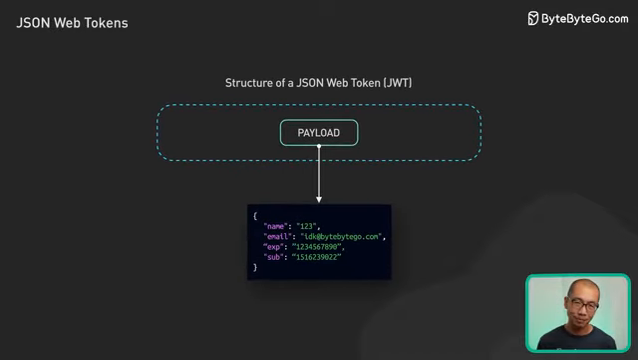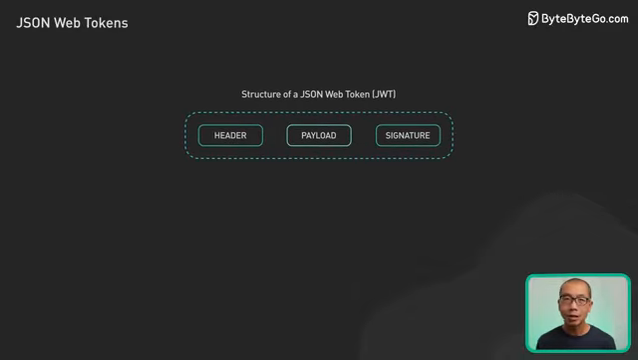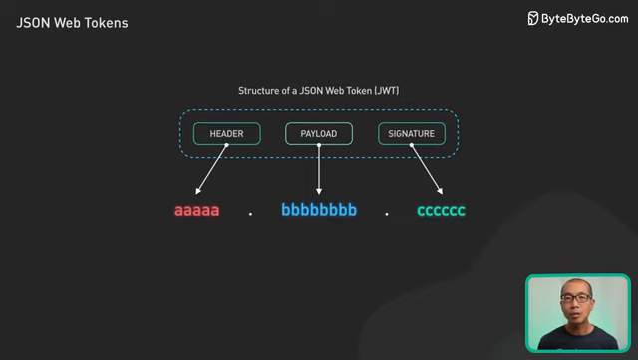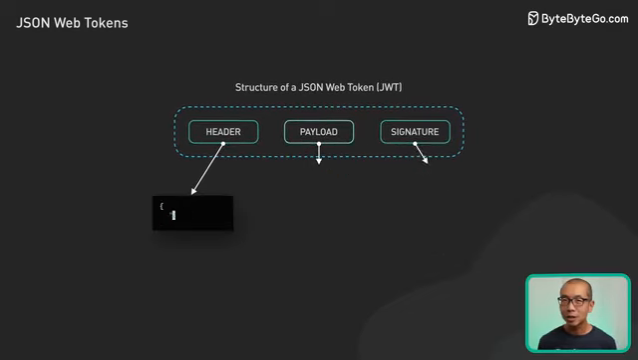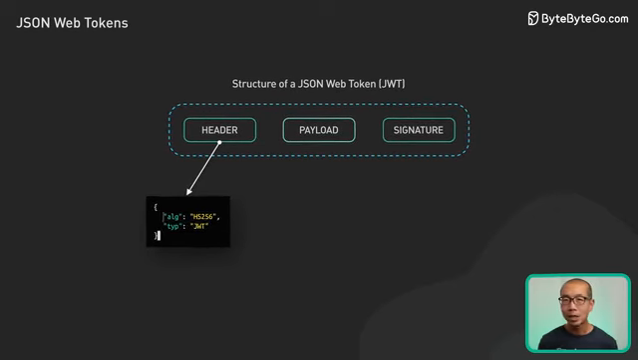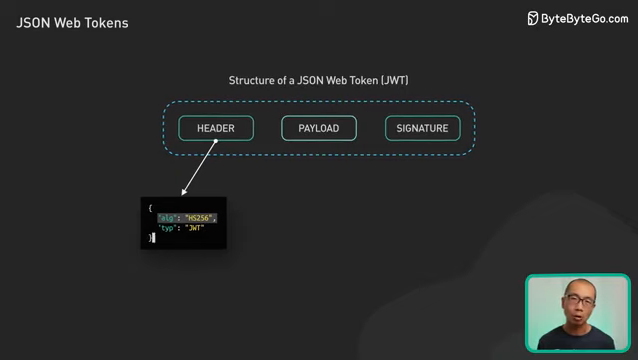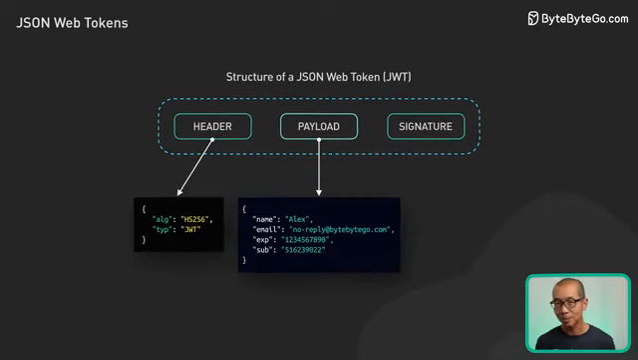Now, JOTs have a structure of three parts: the header, the payload, and the signature. Each section is base64 encoded and separated by a period. The header typically consists of the token type, which is JWT, and the algorithm being used, like HMAC SHA-256 or RSA. The payload of a JOT is where you store the claims.